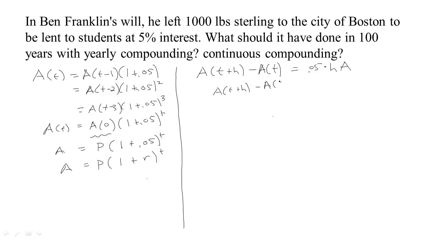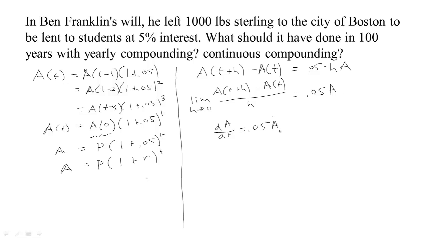What I'm going to do here is divide both sides by h, so I'll have 0.05a. Now with continuous compounding, what we do is we compound infinitely often. So this h, the time between compoundings, is going to be going to 0. So we're going to take the limit as h tends to 0 of that. And of course, that's the definition of the derivative. So we have dA/dt on the left equals 0.05a.